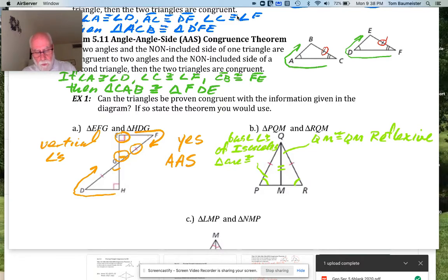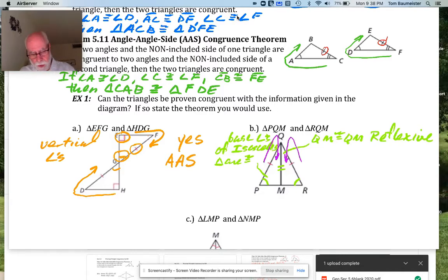So they want triangle PQM. Let me go a different color so I can show you the path. So PQM, we're going that way. And then they want us to go RQM. Okay. Now look at what we have there. All right. Look at what we have marked.